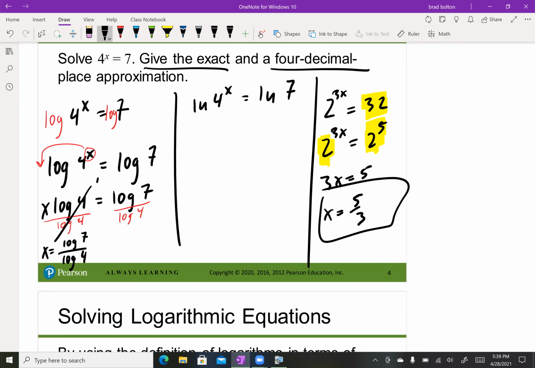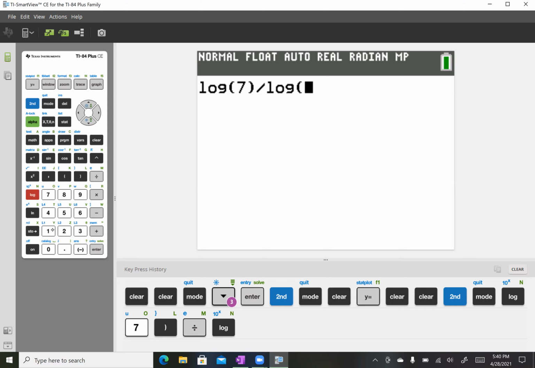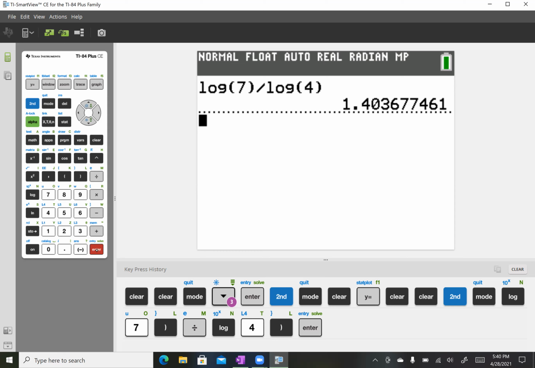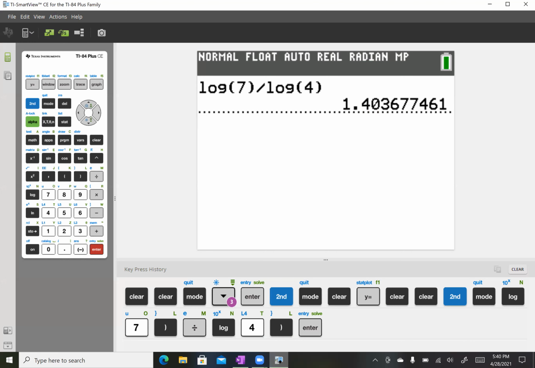So what we do on our calculator now is log base 10 of 7 divided by log base 10 of 4. And we get 1.4037 if we round off. So this is approximately 1.4037. Let me double check and make sure that's what I got. They said round to 4 decimal places. Yeah, 1.4036, and then it will be 7. Okay.